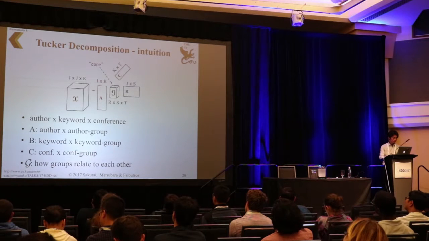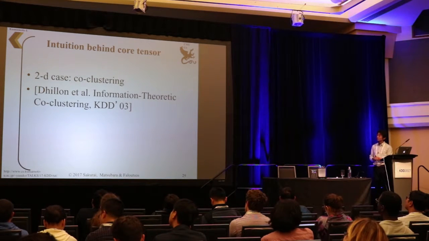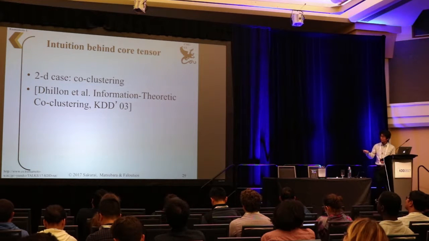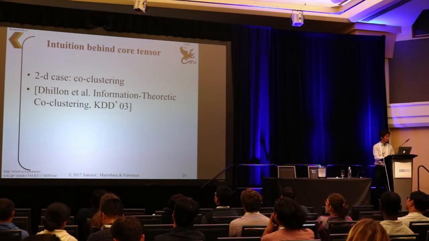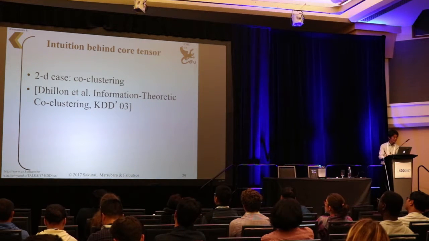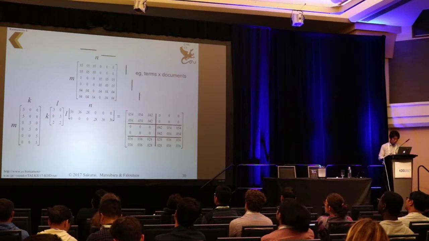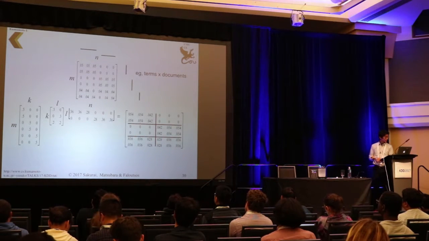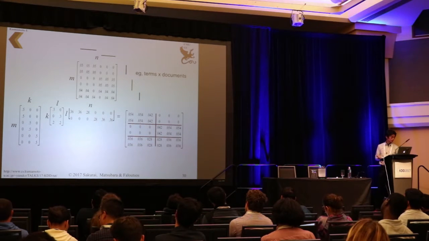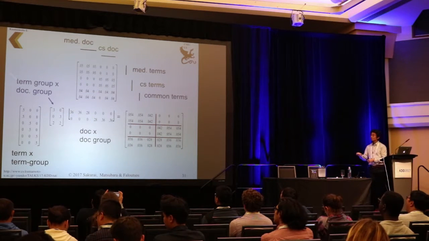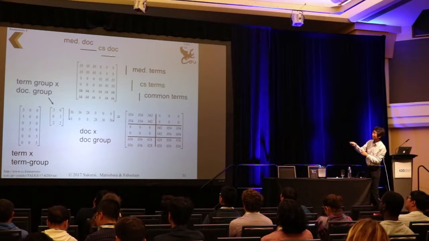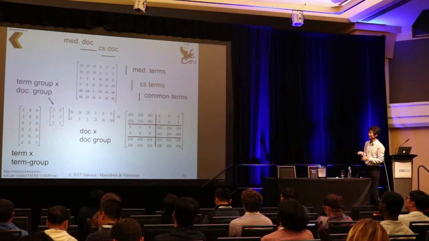Okay, so let me explain with this example, a 2D case. The 3D case is hard to explain and hard to visualize, so let me use a 2D case for clustering. So let's consider the matrix of term and document, which includes medical documents and also computer science documents, and also medical terms, computer science terms, and common terms.